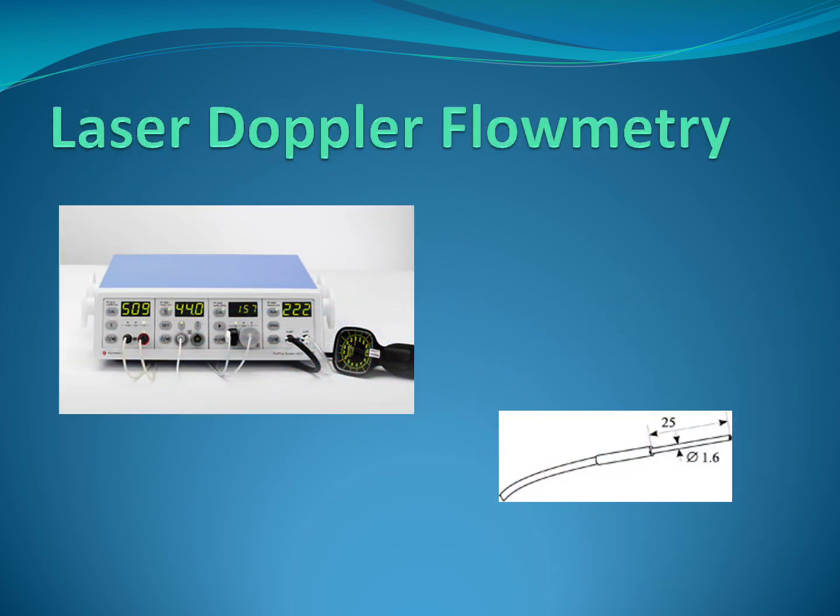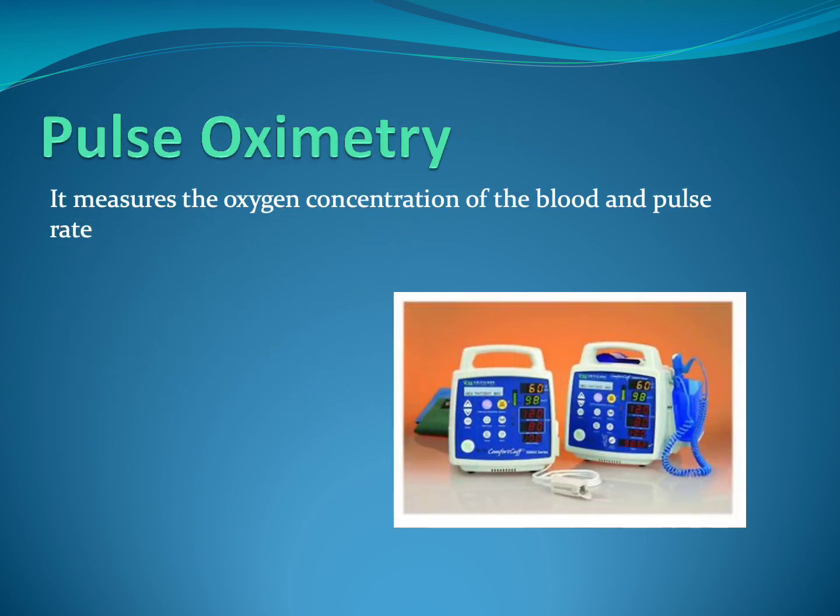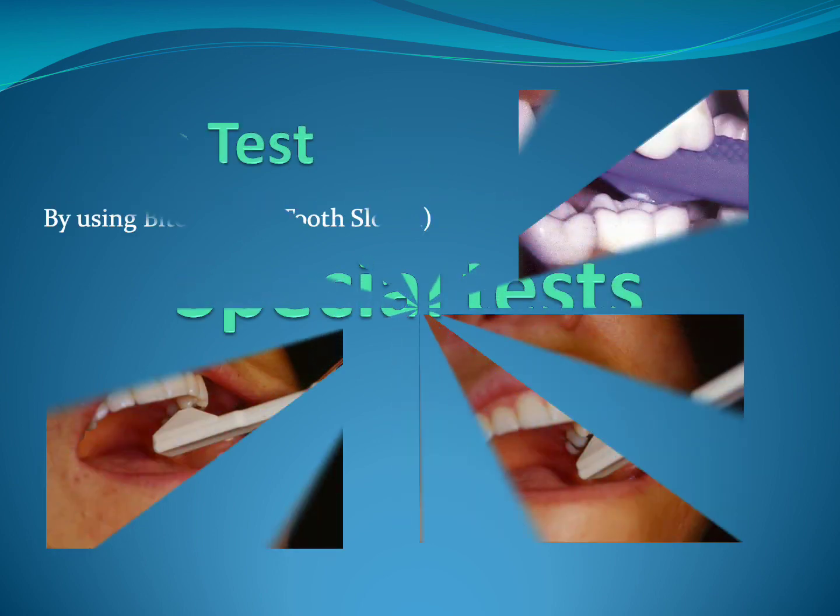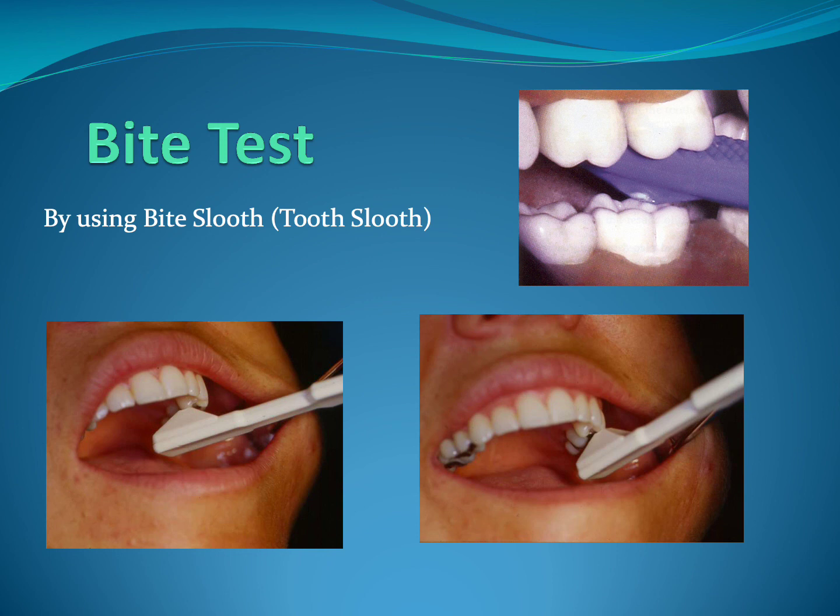Laser Doppler flowmetry, we don't use it in all cases, and we mainly use it in the research part. We use it to assess the blood flow of the pulp. With pulse oximetry, we just measure the oxygen concentration in the blood. We need these special tests.